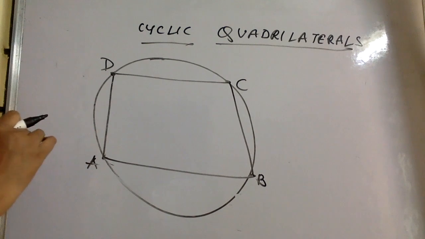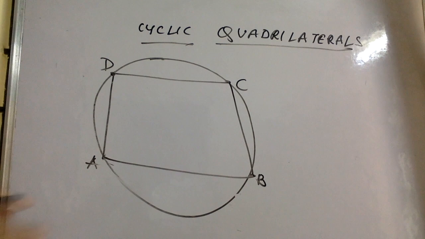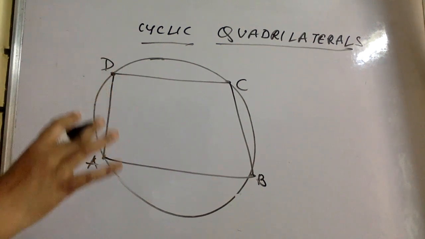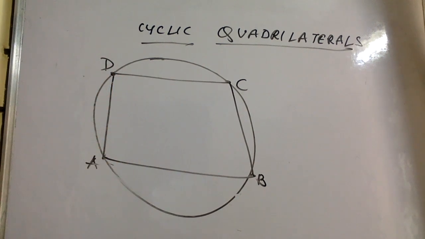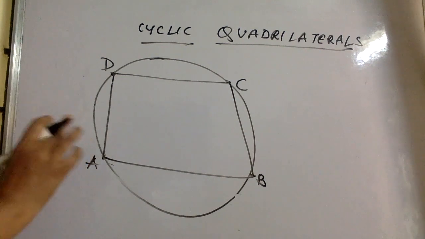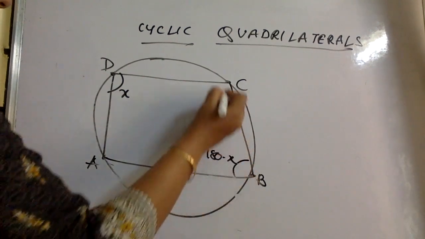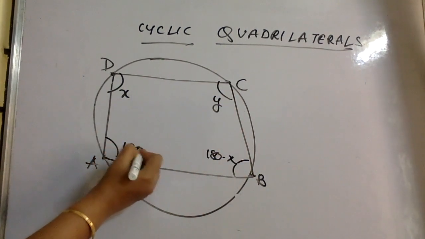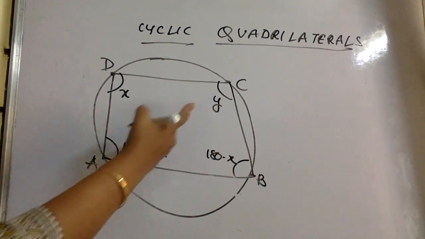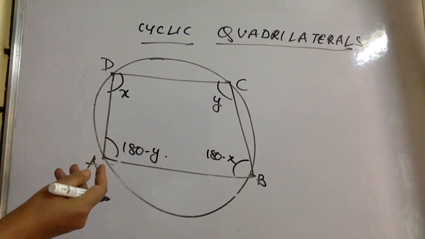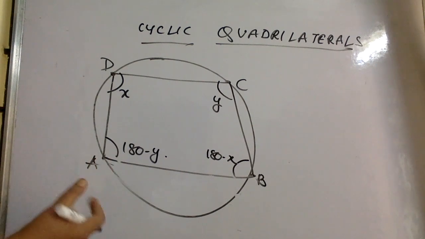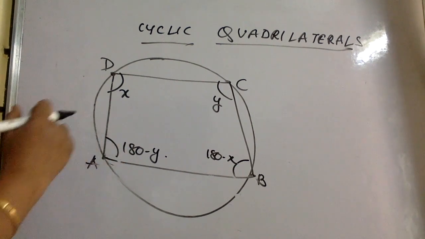If this is a cyclic quadrilateral, what are its properties? It's not necessary that a cyclic quadrilateral should always have a circle drawn around it. If we can just prove the properties of a cyclic quadrilateral, that is enough to say that it is cyclic. We don't need a circle all the time. Now, the first property: if this angle is x, the opposite angle has to be 180 minus x. If this is y, the opposite is 180 minus y. That is, opposite angles of a cyclic quadrilateral are always supplementary.